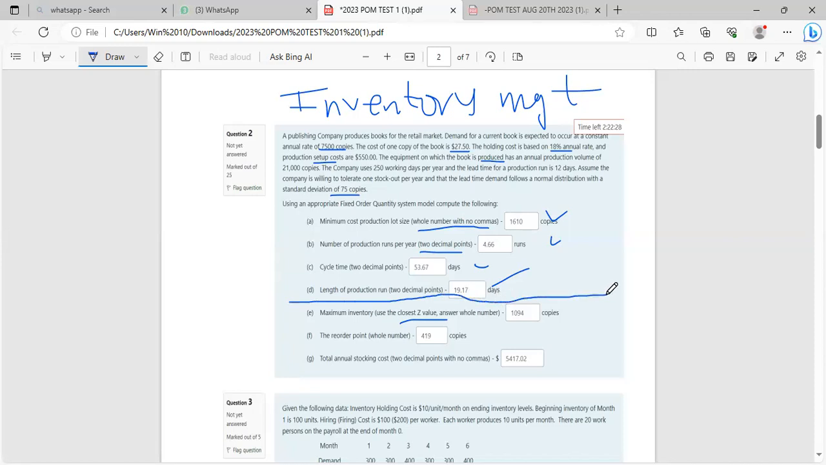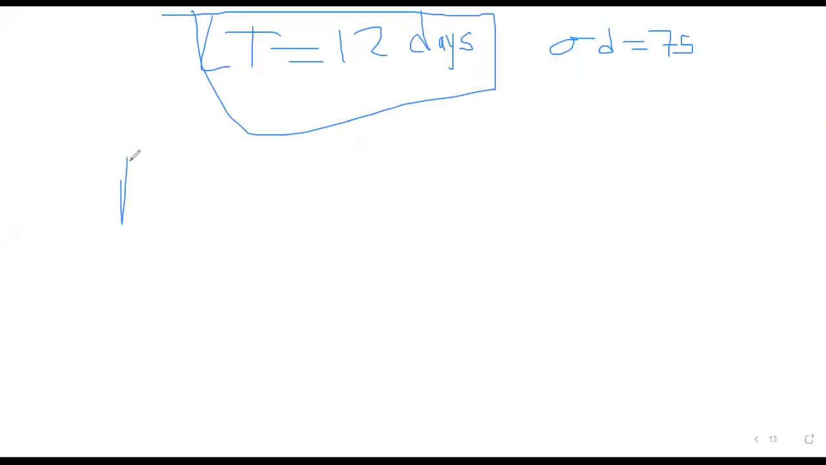All right, so we are on part E, to get the maximum using the Z value. Here they are saying: assume the company is willing to tolerate one stock out per year. So if the company is willing to tolerate one stock out per year, it means that from the number of production runs, the probability that they will not produce will be... let's find the probability of stock out first.